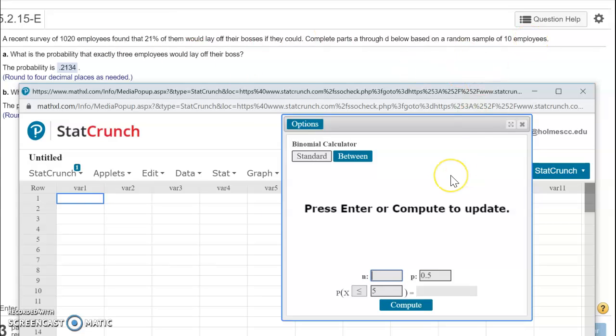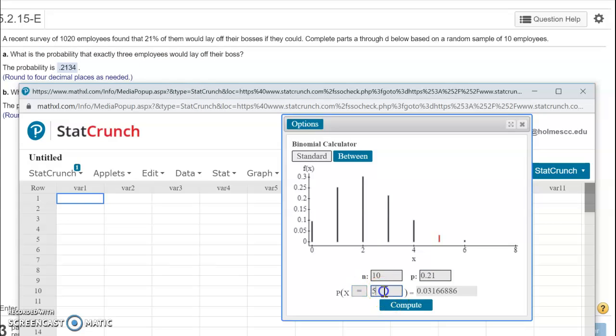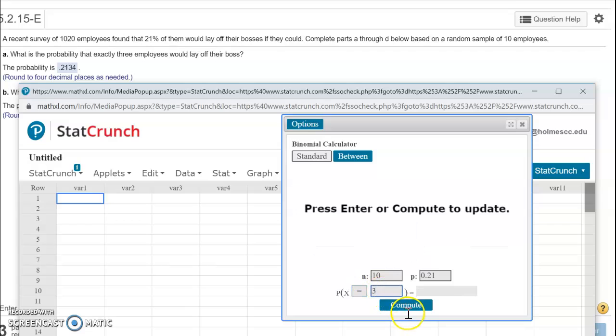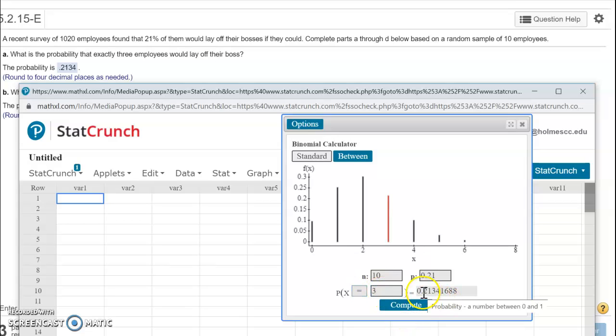So the sample is 10, so where you see n, you're going to put 10. And the probability that a boss would lay them off is 0.21. And we want to know exactly 3. So you'll put equals, then put 3 and hit compute, and you get 0.2134.